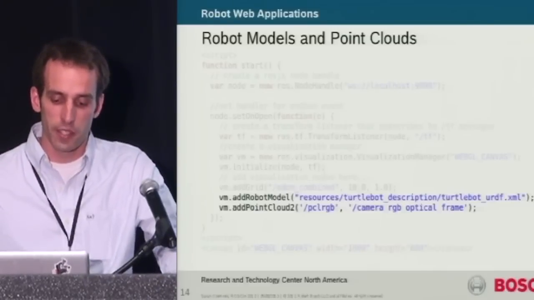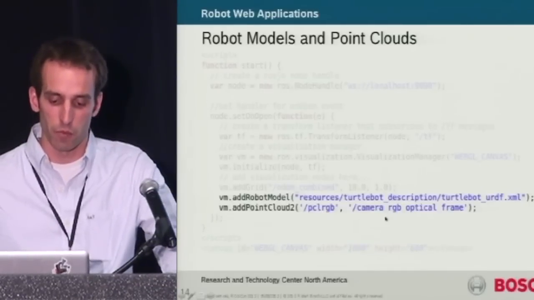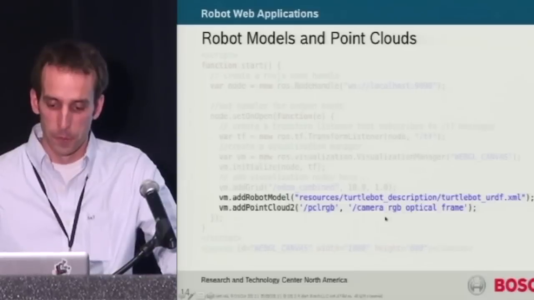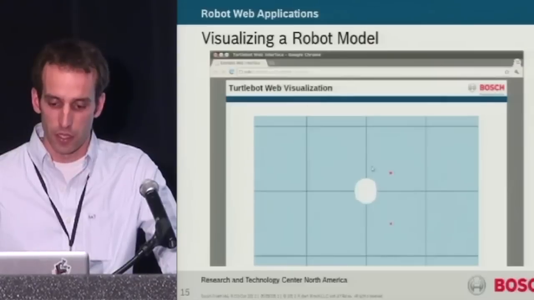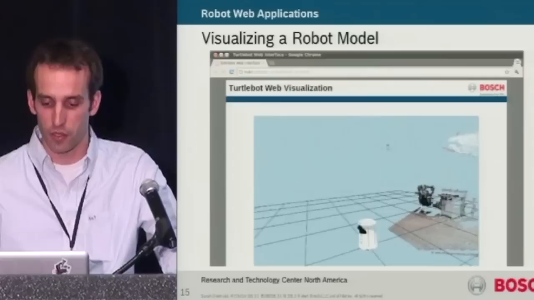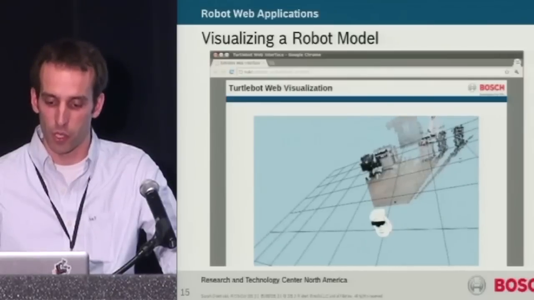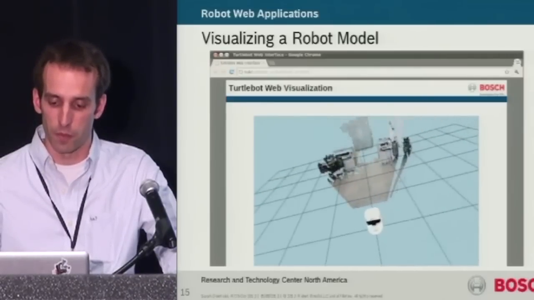And the second thing that we add here is a PointCloud2. So just from the RGBD camera, the point cloud stream. And here you can see that. So here the TurtleBot rendering. So we see the robot model centered on the grid, as well as the point cloud.